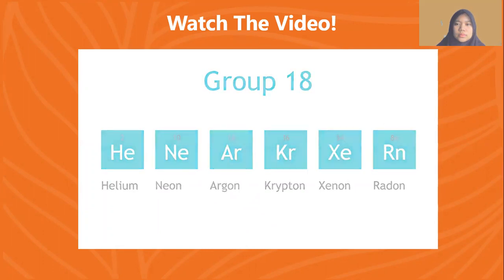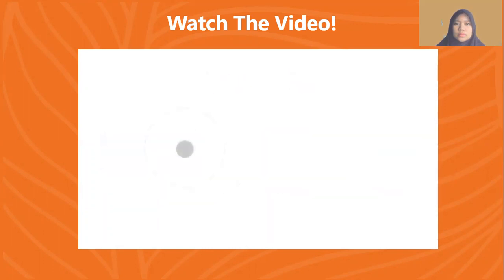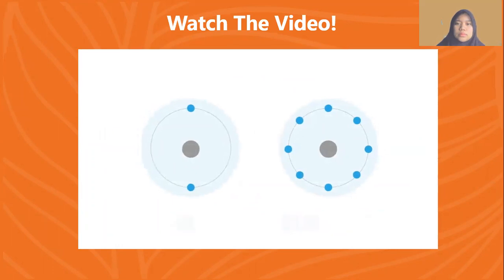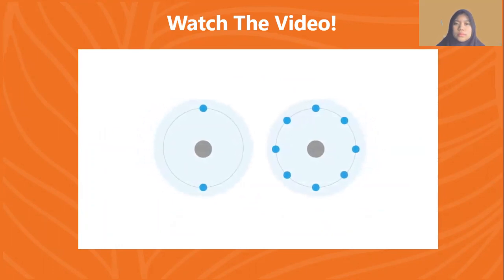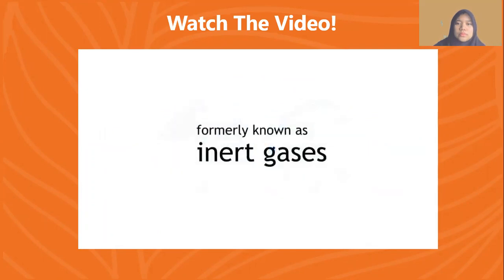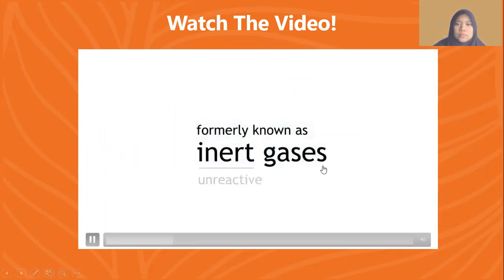These elements are notable for having a full valence shell of electrons. Helium has 2 valence electrons, whereas the other noble gases each have 8 valence electrons. The noble gases all have full valence shells, which makes them very stable elements. In fact, they are so stable that, in the past, chemists thought that they could not react with other elements, which is why they were called the inert or unreactive gases.